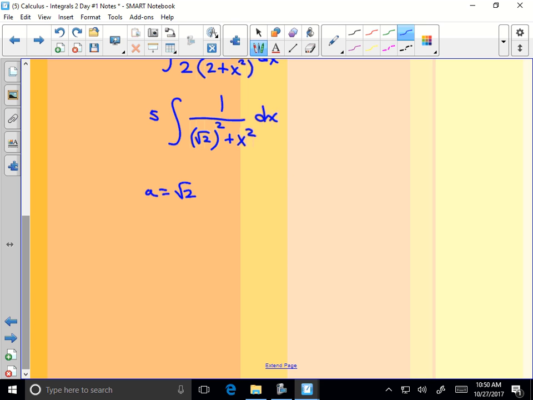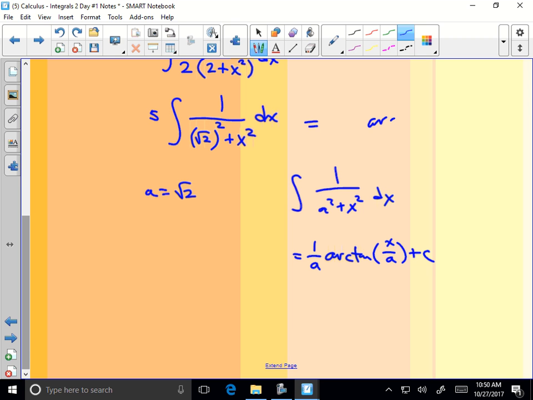Now recall, if I have the integral of 1 over a squared plus x squared dx, that's equal to 1 over a times the arctangent of x over a plus c. That's the proof we did. So let's take that information and now morph it into what we've got. Do you want to do u substitution here? Say no, please. No, I don't either. Right? I'm going to use my shortcut. Not going to use u sub. I'm just going to take my shortcut.